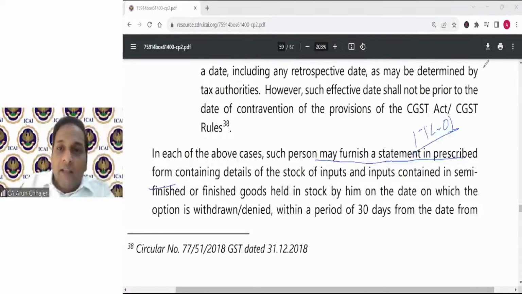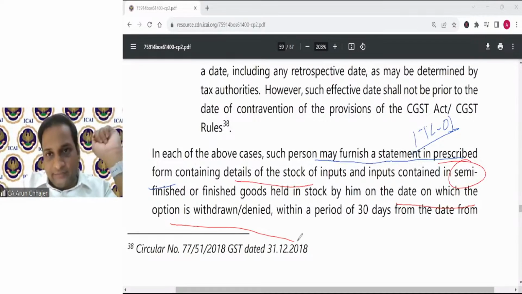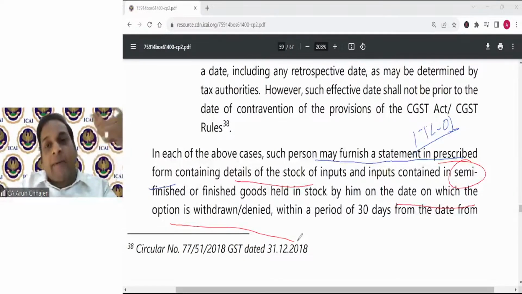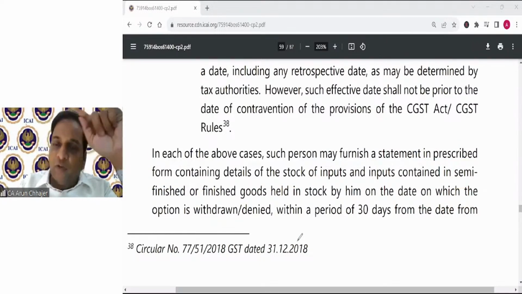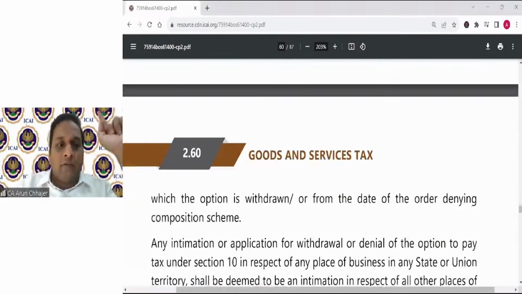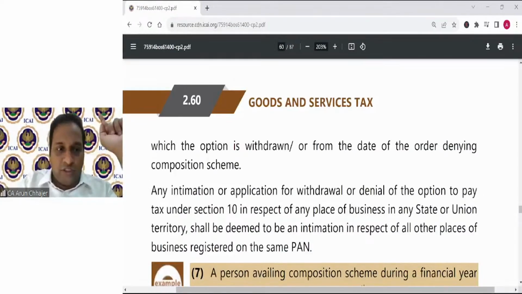So they are saying you can furnish the relevant form containing the stock of raw material, semi-finished or finished goods on the date on which such option is withdrawn or denied. Either you are intentionally withdrawing or it is being denied by the officer. In every case, you are eligible to furnish the statement for taking the ITC within a period of 30 days from the date from which the option is withdrawn or from the date of the order denying that composition.